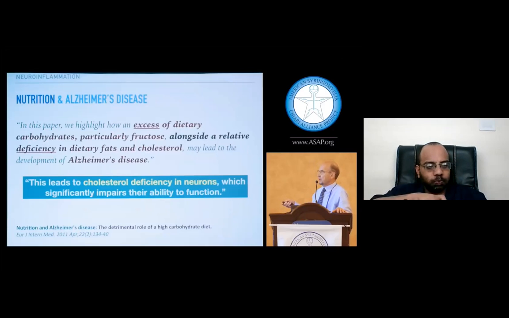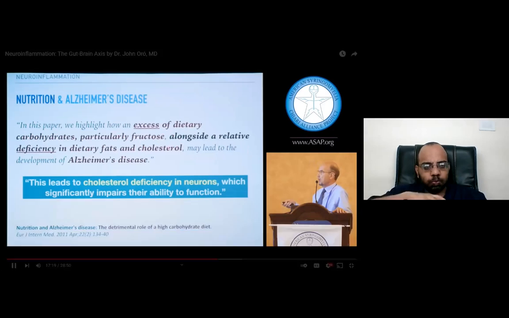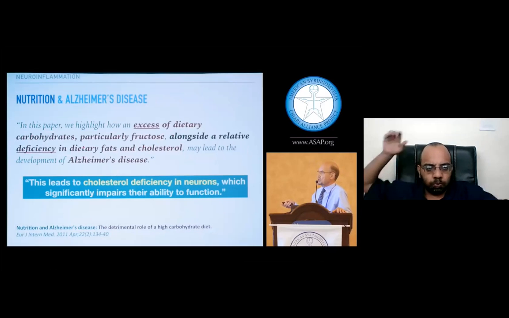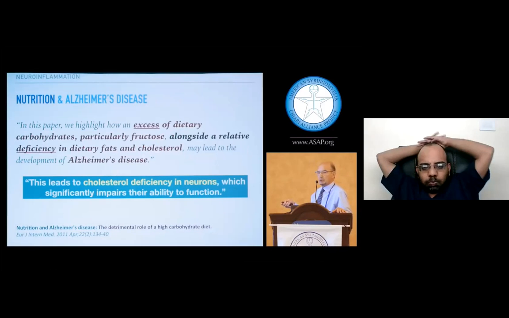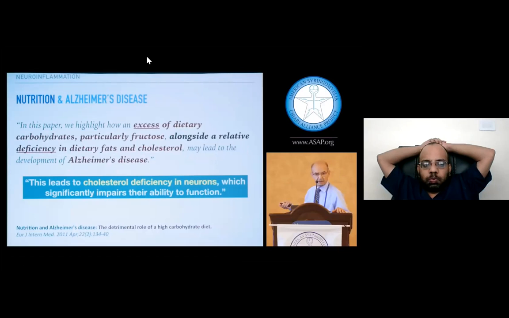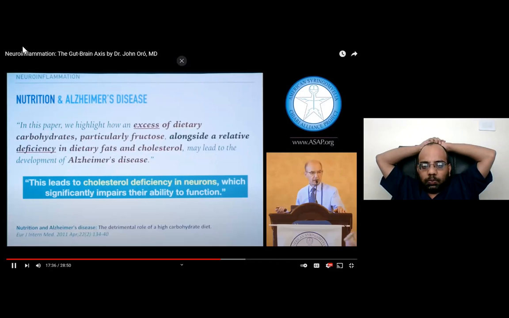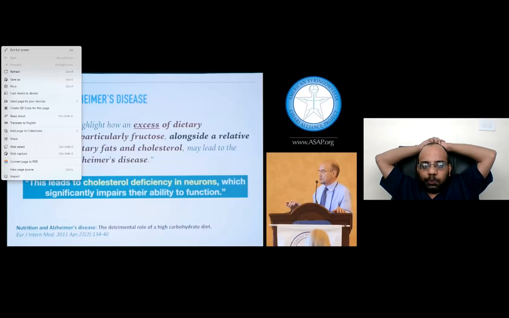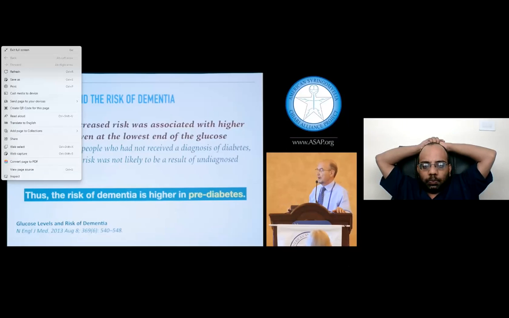Excess dietary carbohydrates, particularly fructose, along with a deficiency of fats and cholesterol, which we were misled about by the McGovern Commission at the end of the 70s, that we were supposed to be afraid of fat. And what did the food companies do? They put in sugar in the food, more sugar. And what do we have now? An epidemic in diabetes. This leads to cholesterol deficiency in the neuron, which affects brain function.